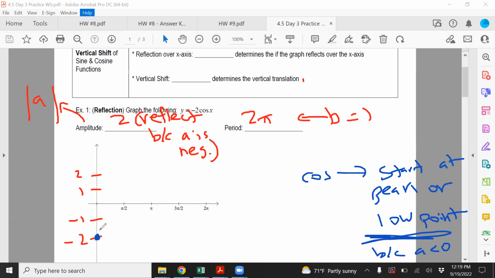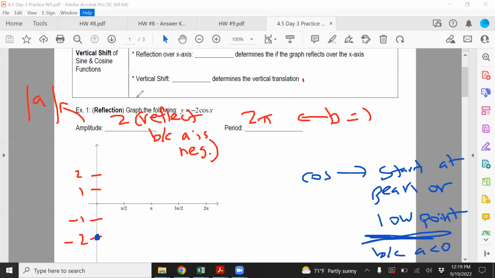Now, if you plug in 0, what's going to happen? Well, it's cosine 0. Cosine 0 is 1. -2 times 1 is -2. So it makes sense for starting at 0, -2. So I did a quick check. Plug in 0 just to see, is it really starting at -2 for y? Yeah, it is. Because you plug in 0 for x, you get -2. Again, you could use the unit circle.